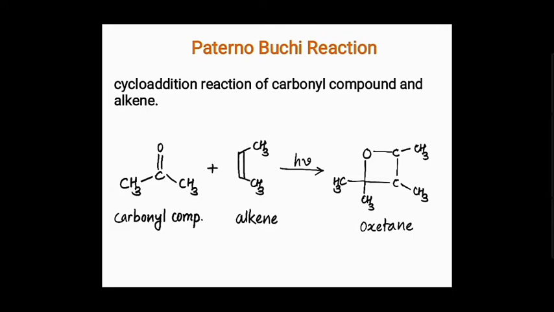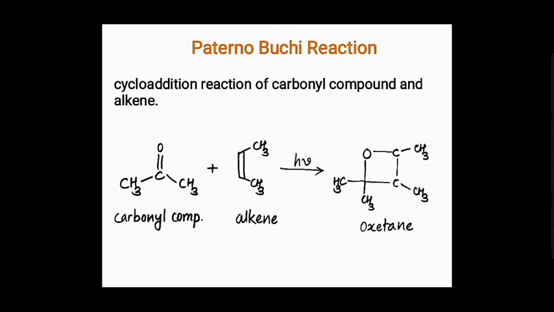The name Paterno-Buchi is actually after the scientist Paterno-Buchi, and it is a cycloaddition reaction, like a pericyclic reaction. So it is a cycloaddition reaction of an excited carbonyl and an alkene, which gives a four-membered ether ring called oxetane. Here we are using a carbonyl compound and an alkene. So finally, on addition with a photon, you will get oxetane, that is a cyclic compound.